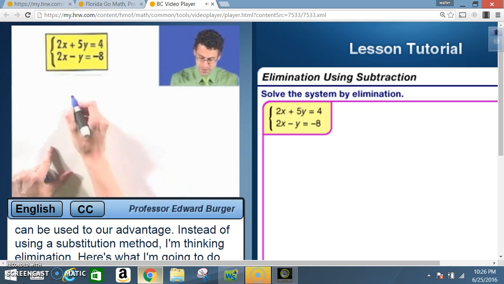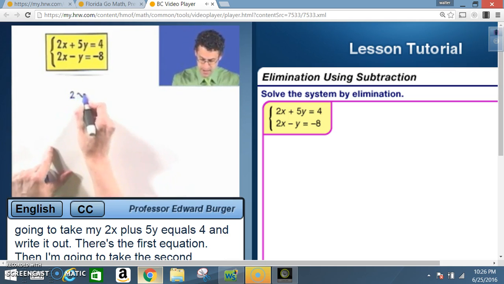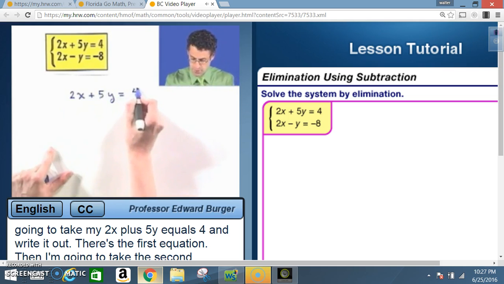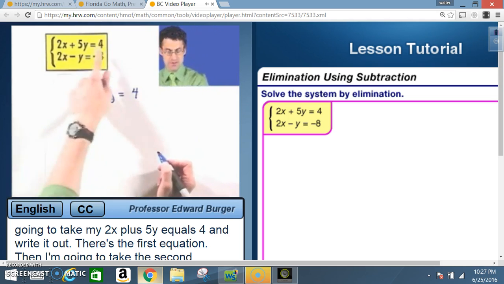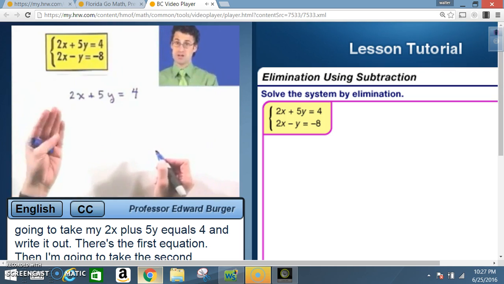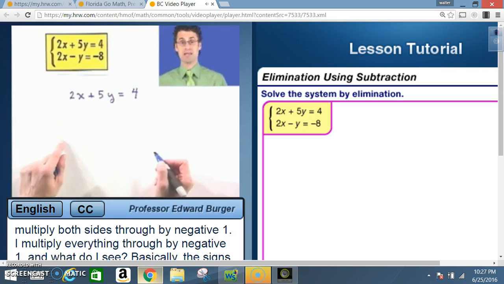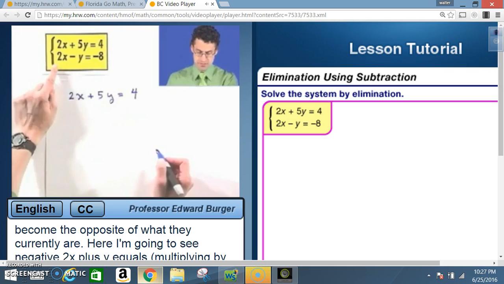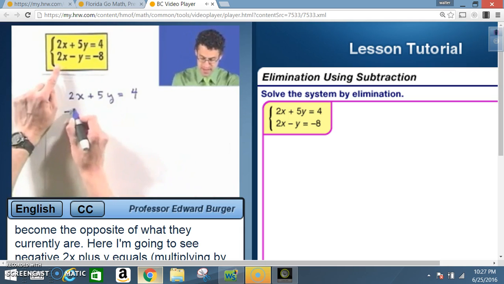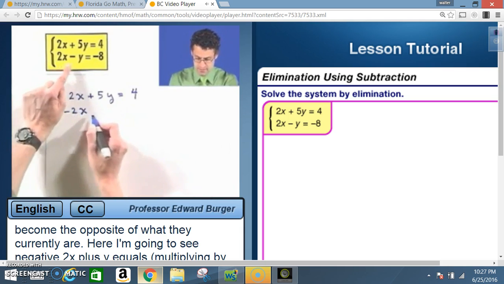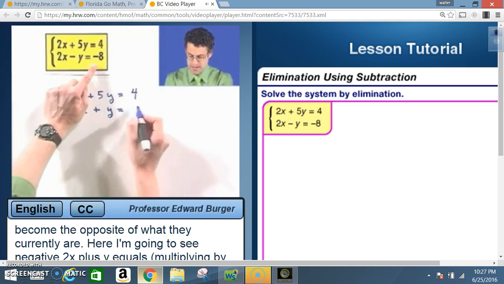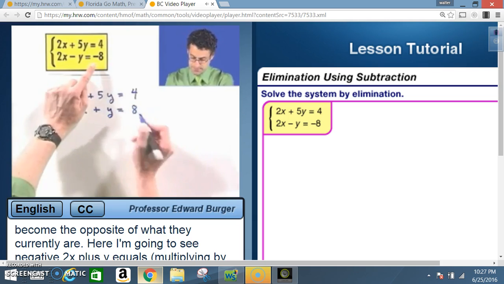Here's what I'm going to do first, though. I'm going to take my 2x plus 5y equals 4. I'm going to write it out. There's the first equation. I'm going to take the second equation, and first I'm going to multiply both sides by negative 1. So if I multiply everything through by negative 1, what do I see? Well, basically the signs are going to become sort of the opposite of what they currently are. So here I'm going to see a negative 2x. This becomes a plus y. And that equals, when I multiply this by negative 1, I see just 8.